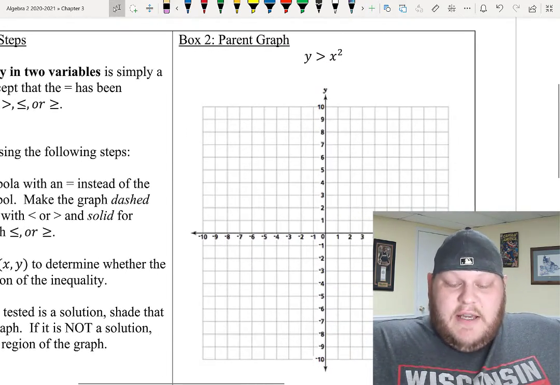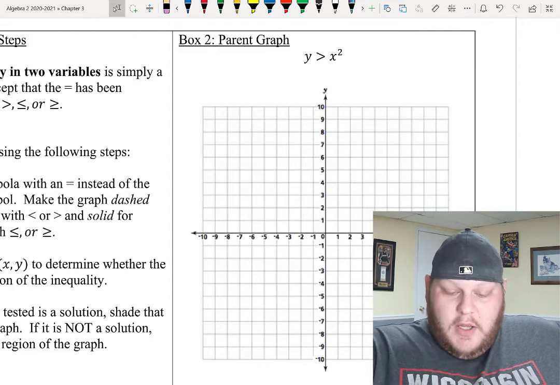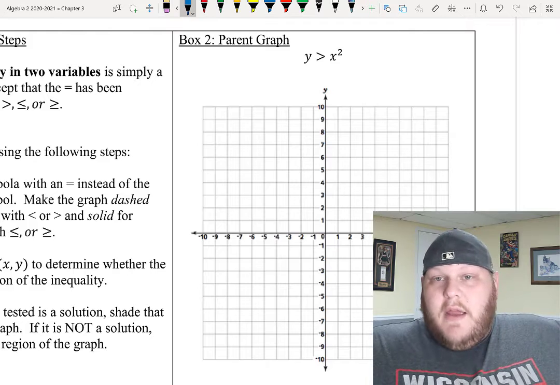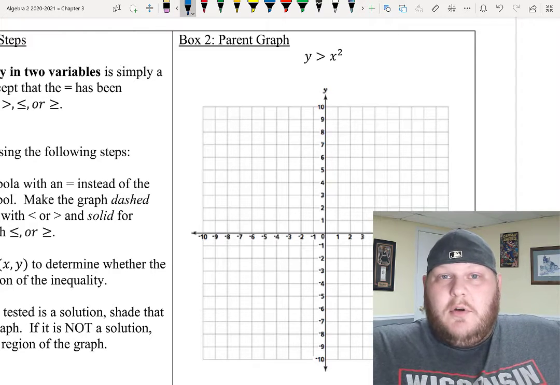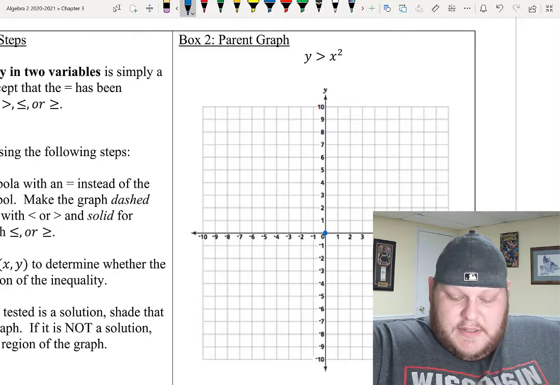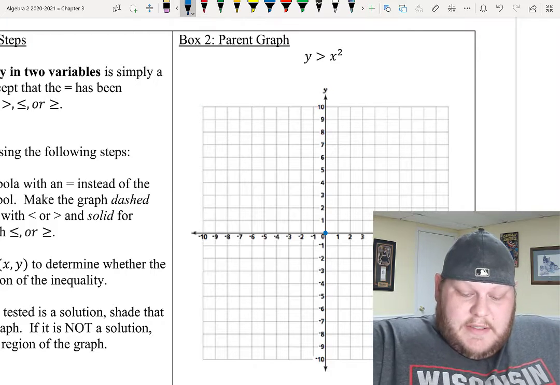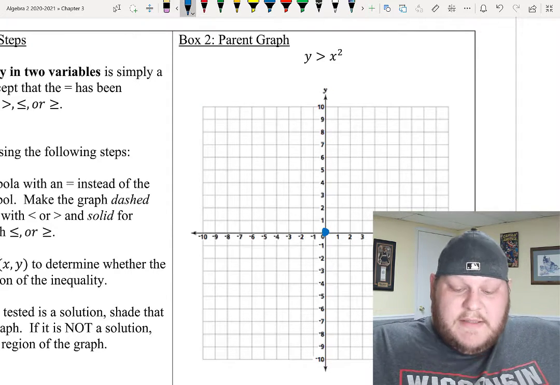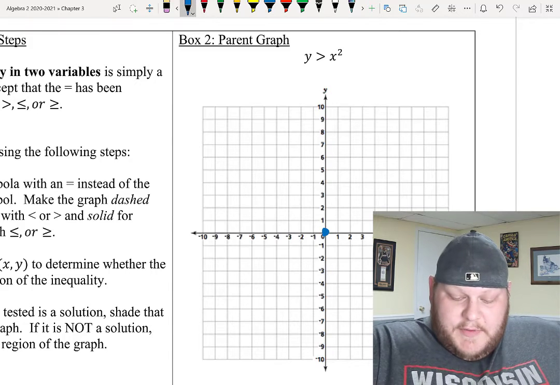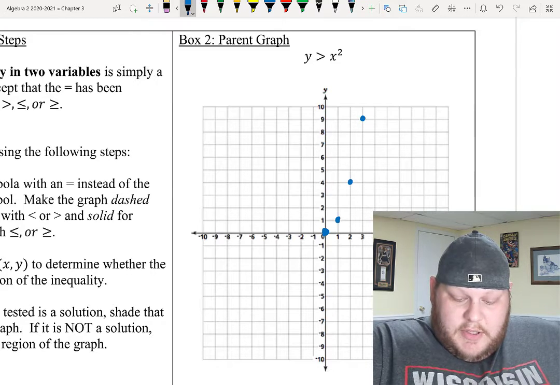So in box 2 here, we've just got our regular parent graph. This is just our basic y equals x squared equation here. So when we go through and graph this, we're still going to start with just as if it were y equals x squared. So we know for that one, my vertex is at 0, 0. Since I don't have anything attached to my x squared, I just follow my regular 1, 3, 5 shortcut on both sides.